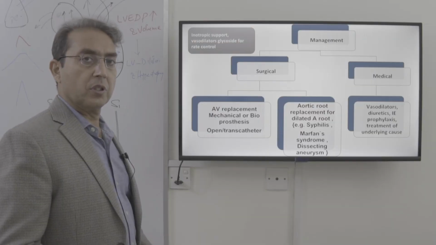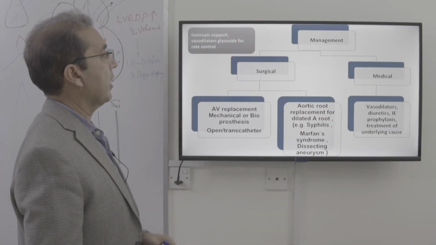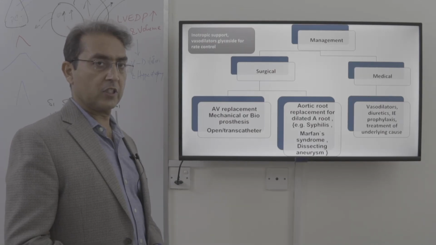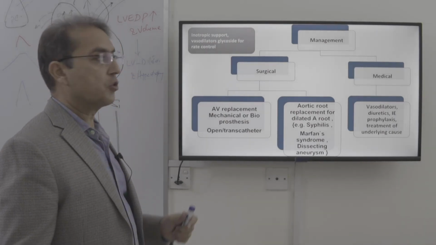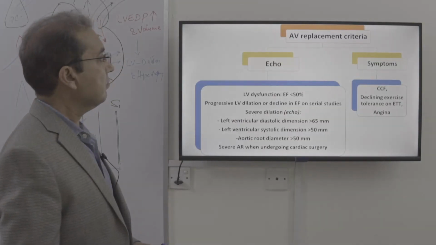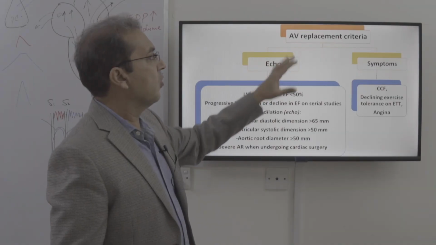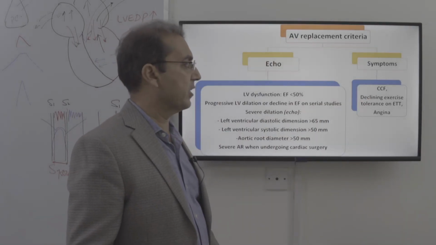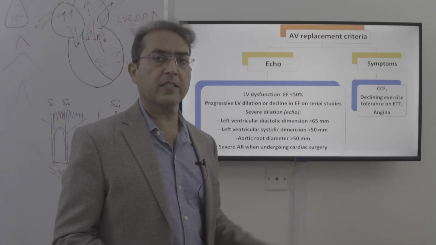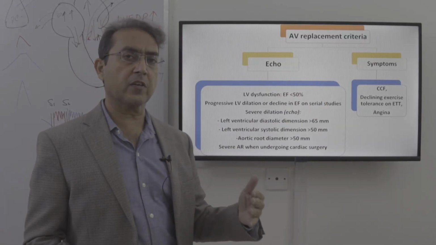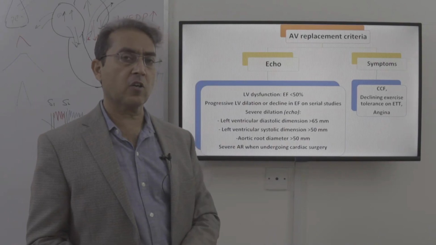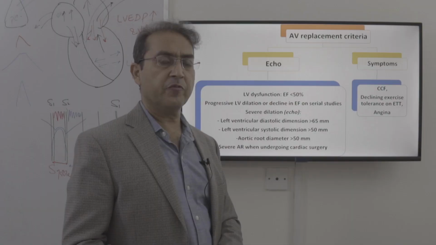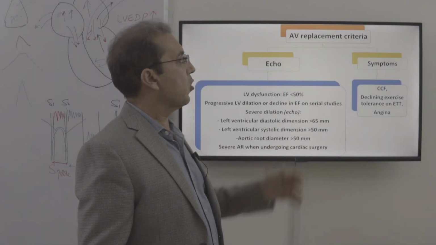Patients who present with acute aortic regurgitation, we can go for inotropic support, we can use vasodilators, we can use cardiac glycosides for the control of heart rate. So these drugs can be used for those patients. Then we go for aortic valve replacement if the patient has symptoms of congestive cardiac failure, if the patient has declining exercise tolerance on ETT, we do an ETT at intervals and we find the patient cannot tolerate exercise and the exercise capacity is decreasing. If the patient has features of angina, these patients may require aortic valve replacement.